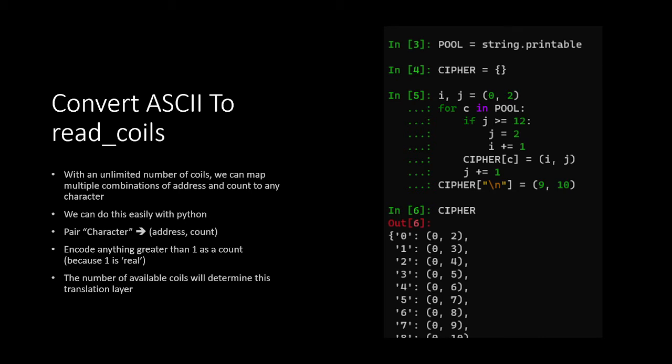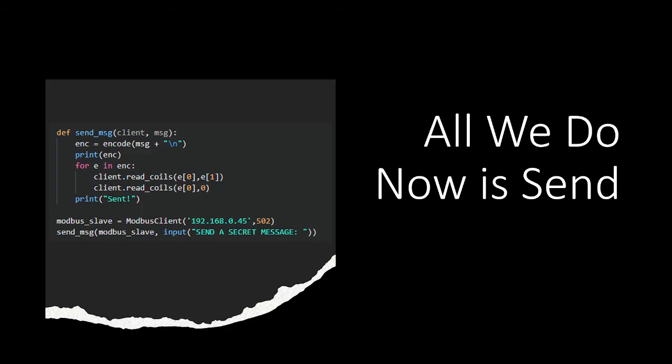Then we can make that translation layer and say 0 is now going to be a read command where we send address 0 and a count of 2. 1 is going to be address 0 and a count of 3. So whenever that gets stripped off and the other Modbus master receives this, it's going to go, hey, 0, 3, that's a 1, and be able to build our message on the other side.